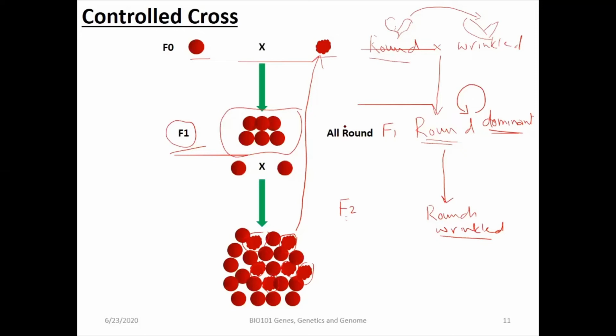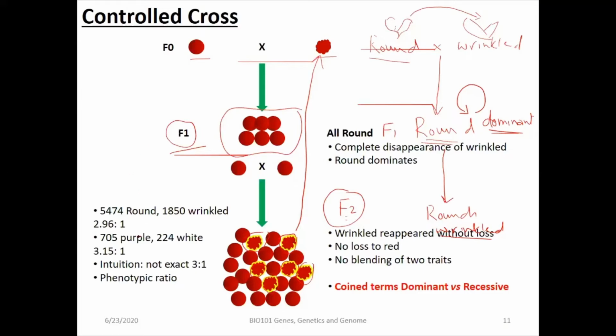So, what he discovered is that the wrinkle trait came back in the F2. And there is no loss in the wrinkle trait. They exactly look like the original wrinkle parent. What he did next was that he counted. He counted how many wrinkled seeds and how many rounds he had, and there were this much number of rounds and this much wrinkled. And when he calculated the ratio, it was 2.96 to 1, round versus wrinkled.